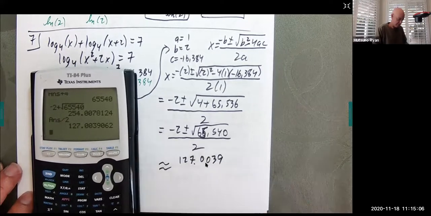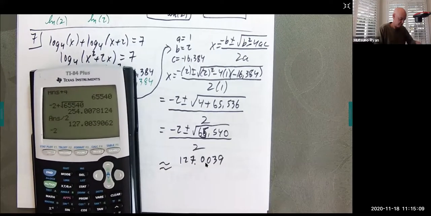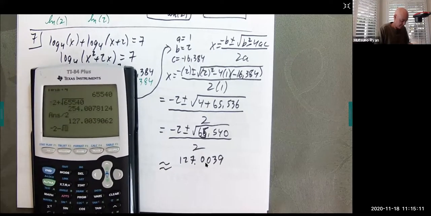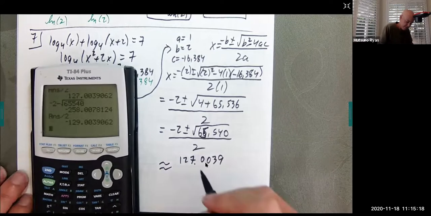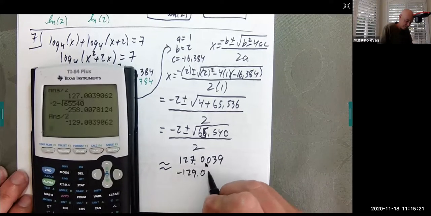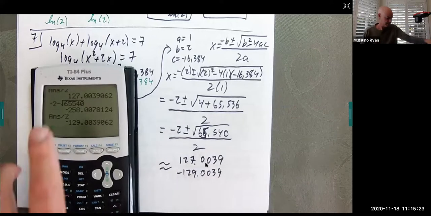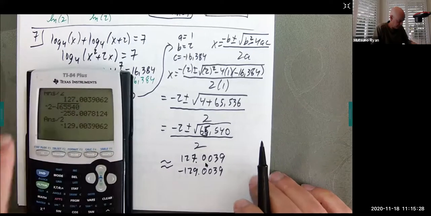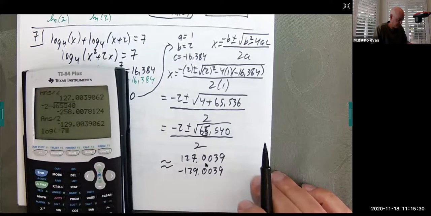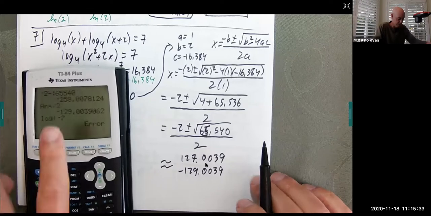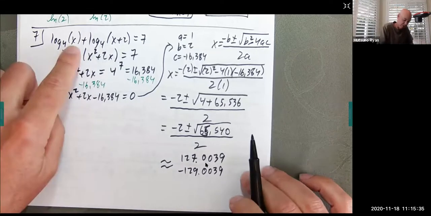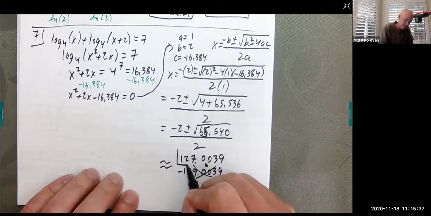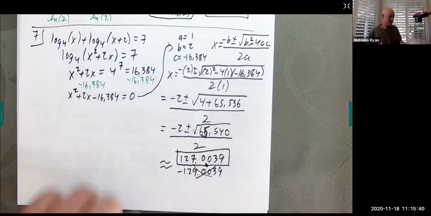127.0039. If I do negative 2 minus the square root of 65540 divided by 2, I get a negative 129.0039. Now, we can't take the logarithm of a negative value. Watch, log of negative 7. We get an error message. So if I plug that into the original, we're going to have a problem. So the only answer is going to be this here for number 7.